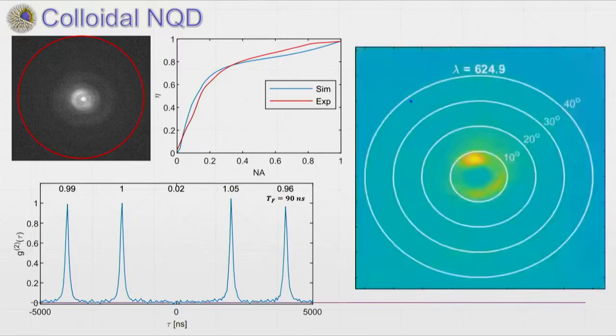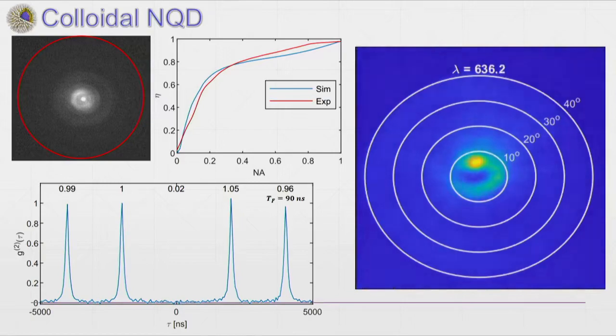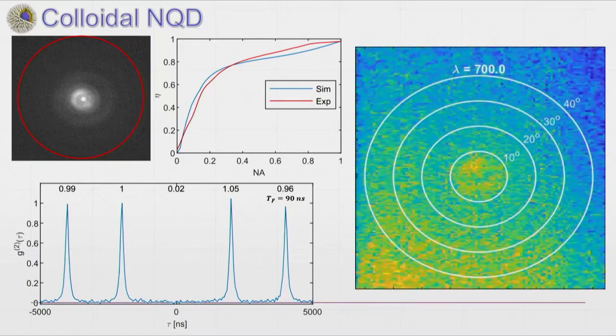And what you see is, as the emitter's wavelength comes into resonance with the antenna, you get very high directionality at the zero angle here. But over the whole spectrum of the antenna, the emission is mostly within 10 degrees from the normal.